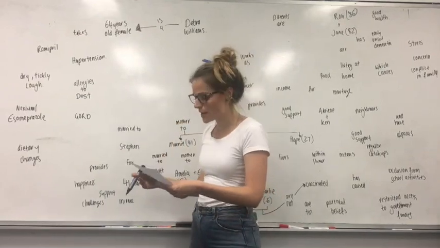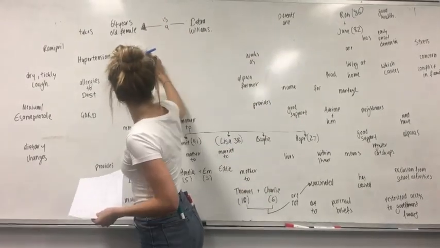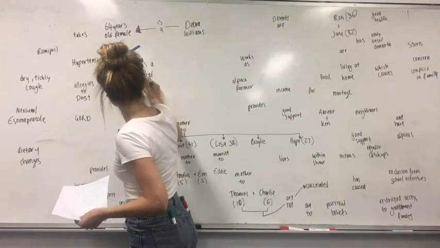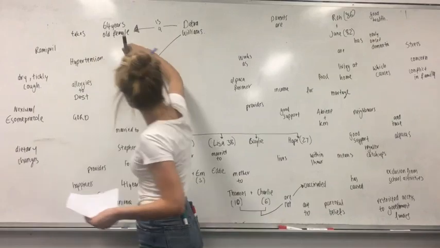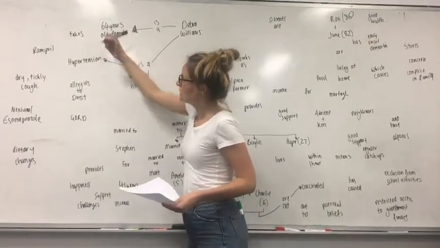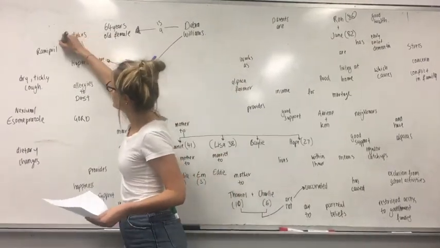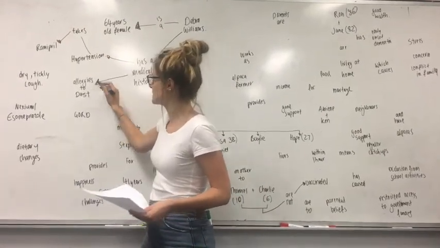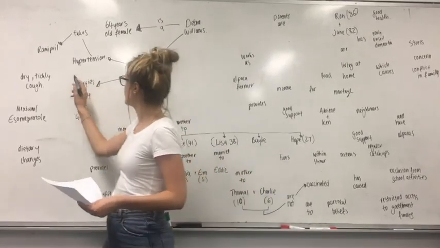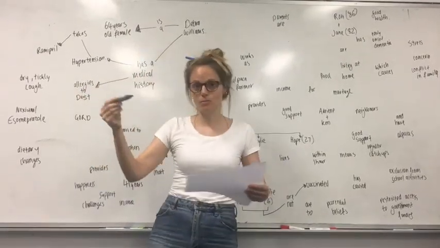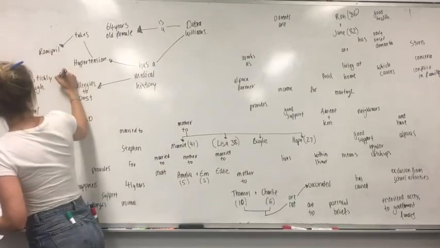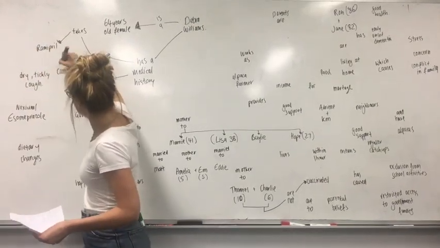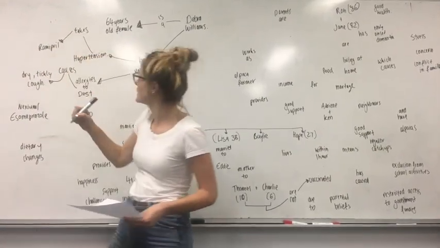Now, something else that we know about Debbie is that she has a medical history. So has a medical history, and that includes hypertension. Now, for her hypertension, she takes Ramipril. We also know that she's allergic to dust. And her symptom of her allergy is a dry, tickling cough. So allergy causes her dry, tickly cough.